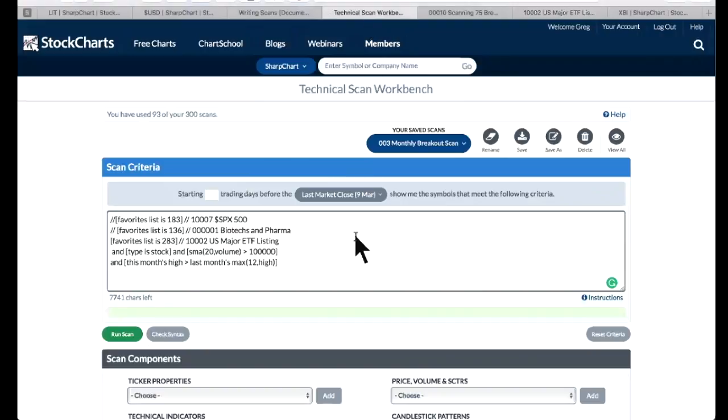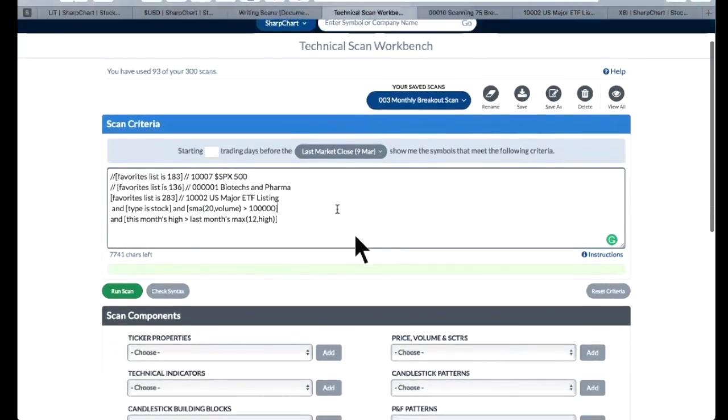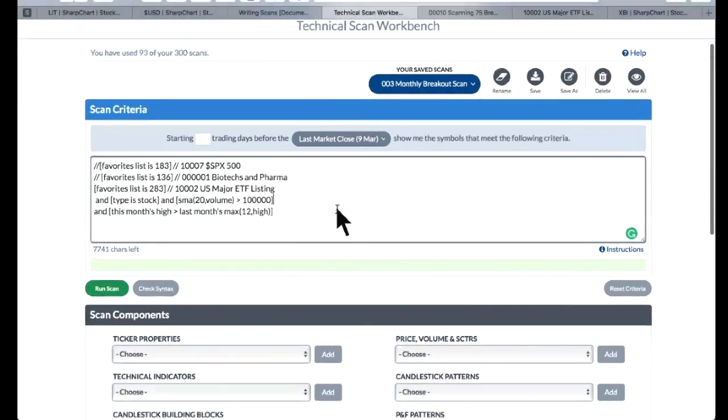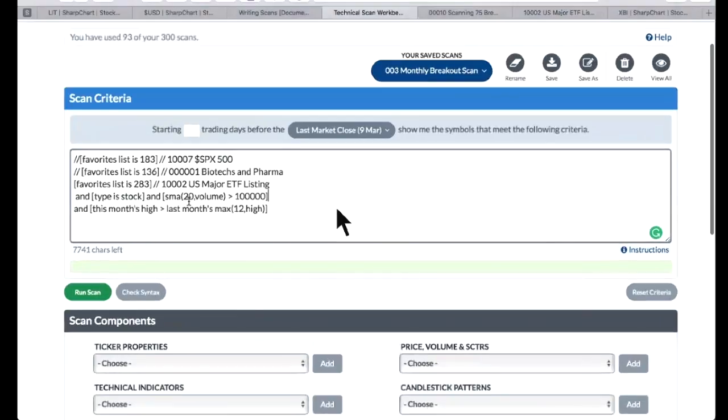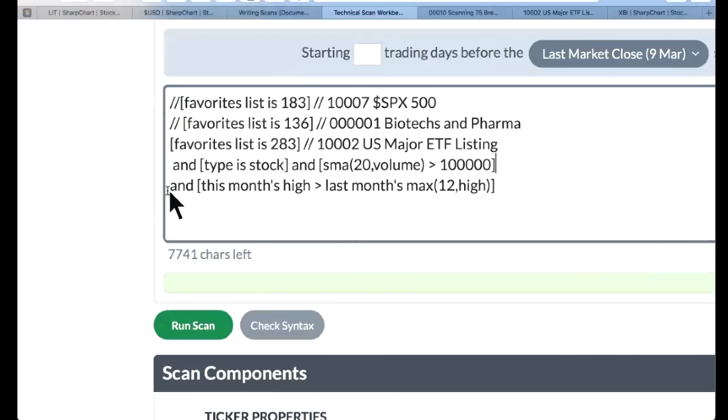But one of the easy ways to do this will really be simple, or I'll show it, and then you'll get an idea how simple this can be. What we want to look for is a stock. We want to look for some volume, you can pick a number, 100,000 shares or higher or whatever. And then this month's high is greater than last month's max.